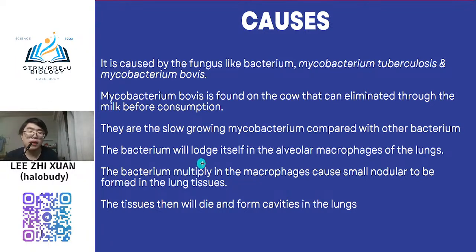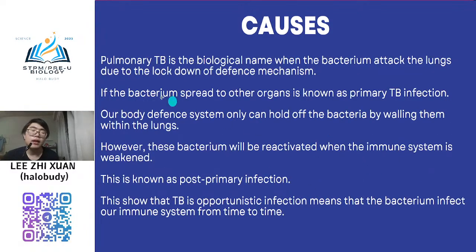So this bacteria multiplies in the macrophage and causes more granulomas to form in the lung tissue. The tissue will die and form cavities in the lung. So it will infect the lung and cause your lung to not function, so your breathing will be very difficult. Pulmonary tuberculosis is the name when the bacteria attack your lung due to the lockdown of your defense mechanism.